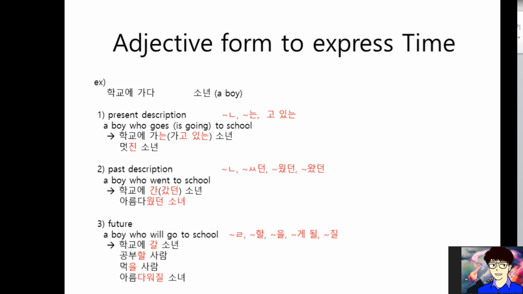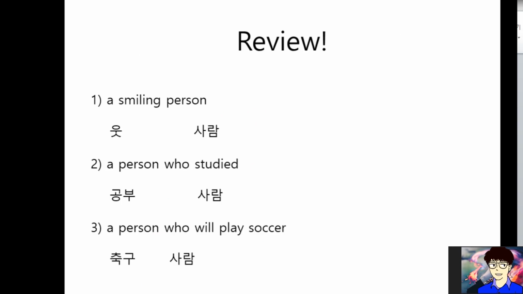Okay, now let's wrap it up. Today, we learned adjective forms, right? First, when you want to say a smiling person, what do you have to say? Good. 웃는 사람. Or 웃고 있는 사람. Good. When you want to say a person who studied, what do you have to say? Good. 공부한 사람. Or 공부했던 사람. Good.